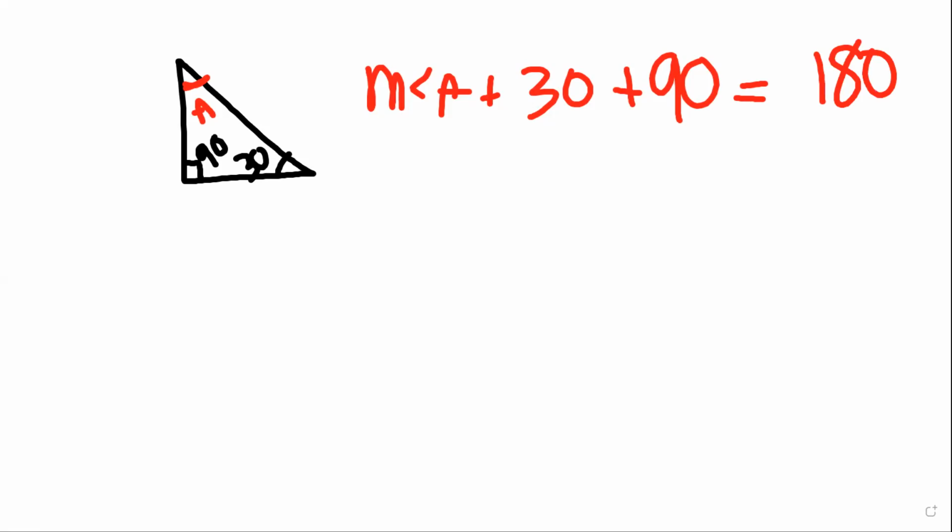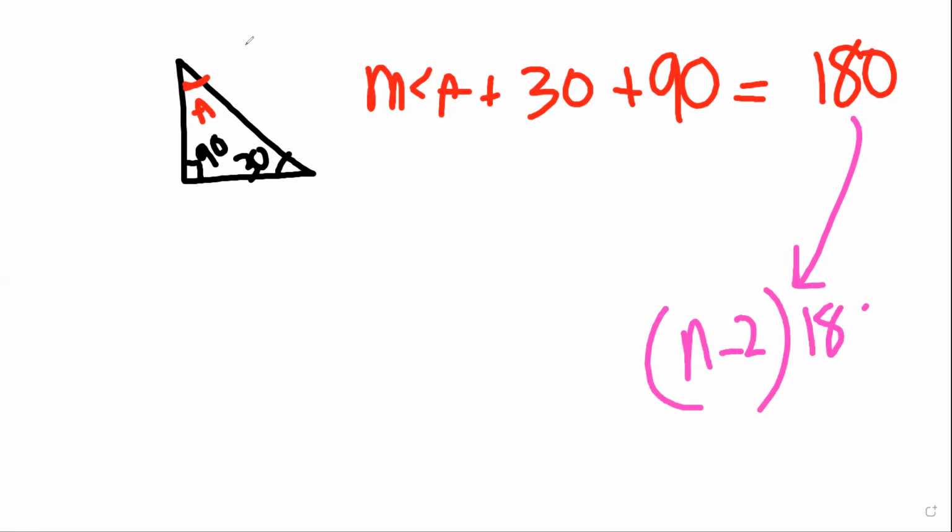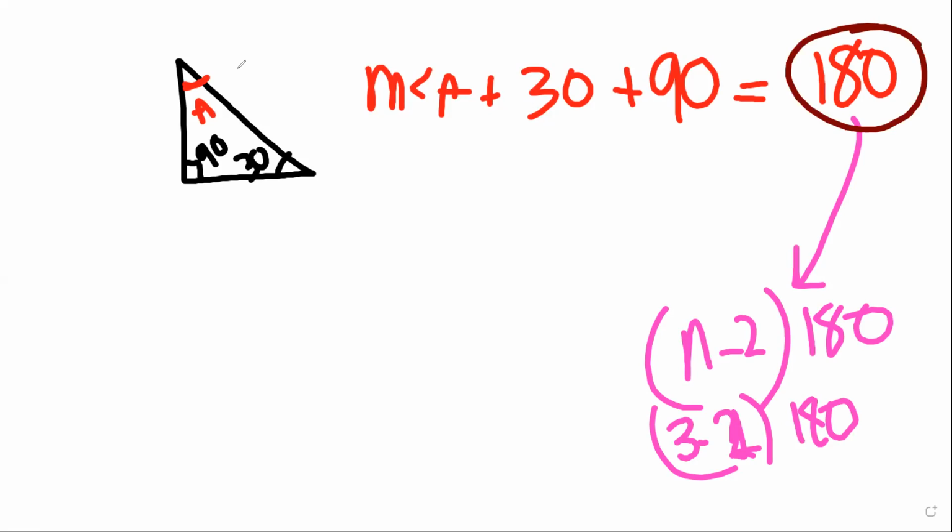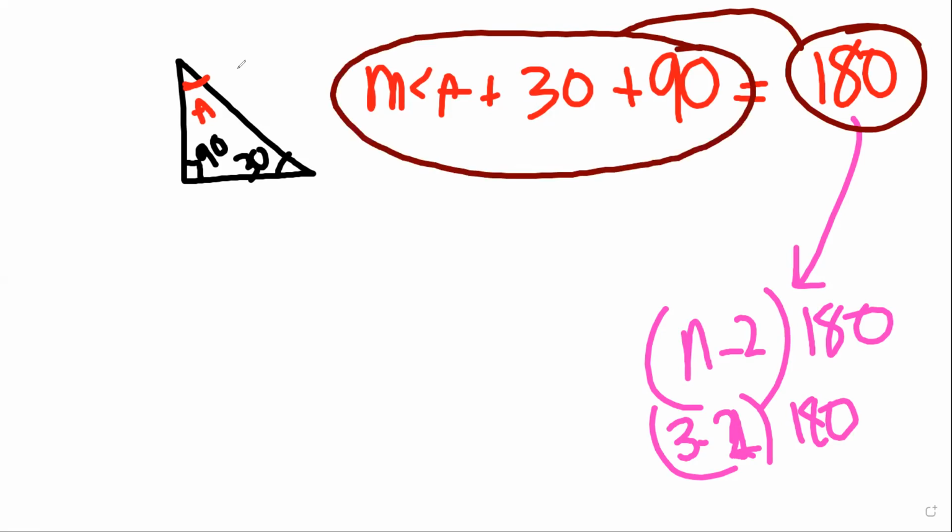From where did you bring this 180? How did you know that it's 180? From n minus 2 times 180. And we have 3 sides for the triangle. So we can say 3 minus 2 times 180. So when you use this 180, because n minus 2 times 180 is 180, because of that, you can find any unknown or any missing angle. Is it clear? Yes. Right. Let's come back here now.